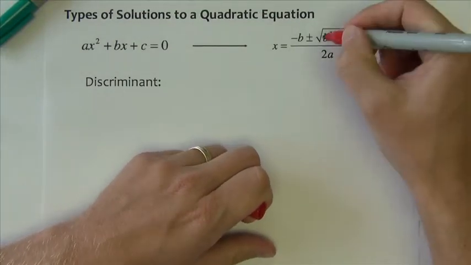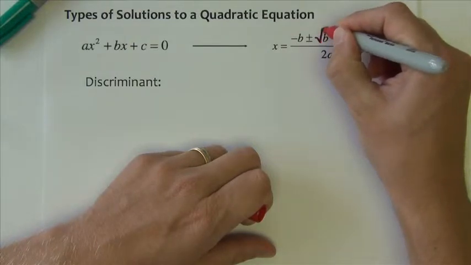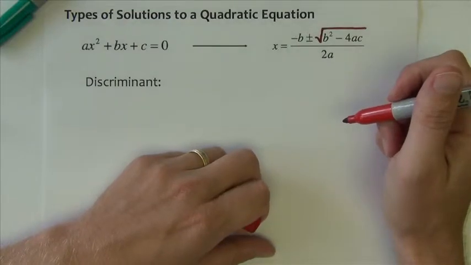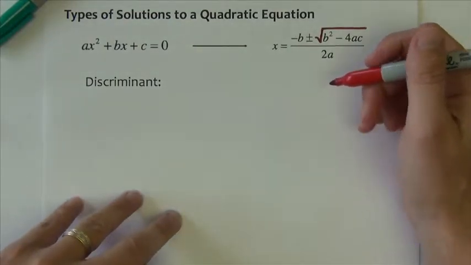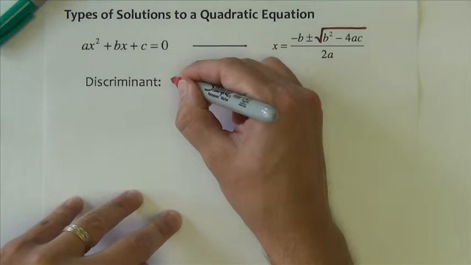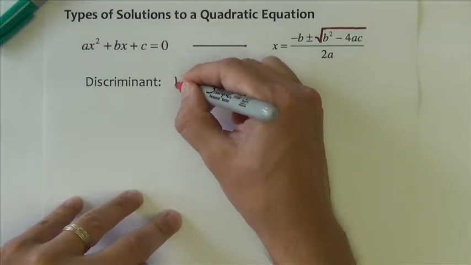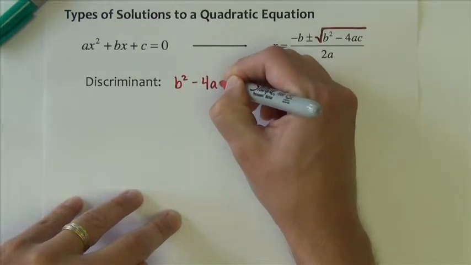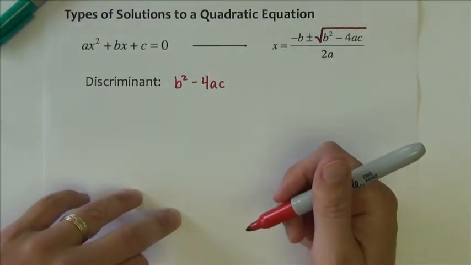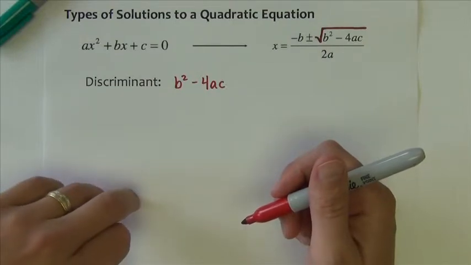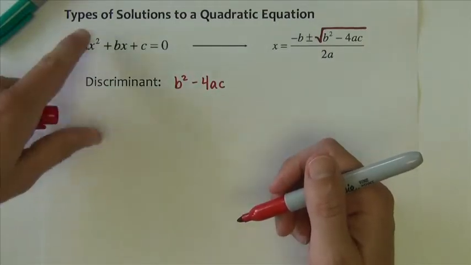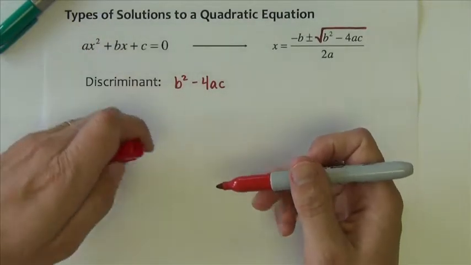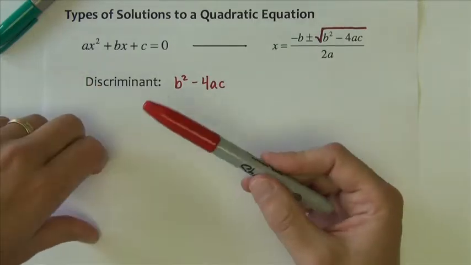Where we're going to look is right here, the part that is underneath the square root in the quadratic formula. The discriminant is just that part. The discriminant is just simply the b squared minus 4ac. And the value of the discriminant can tell us something about the types of solutions and the number of solutions that our quadratic equation can have. So let's talk about that.